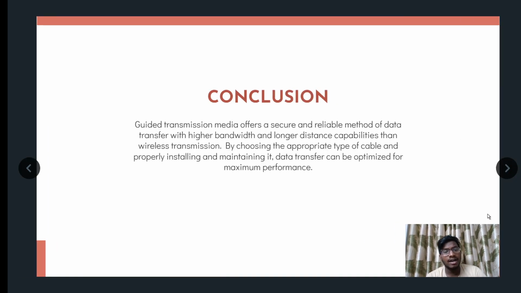In conclusion, guided media offers a secure, reliable method of data transfer with higher bandwidth and longer distance capabilities than wireless transmission. By choosing the appropriate type of cable and properly installing and maintaining it, data transfer can be optimized for maximum performance.